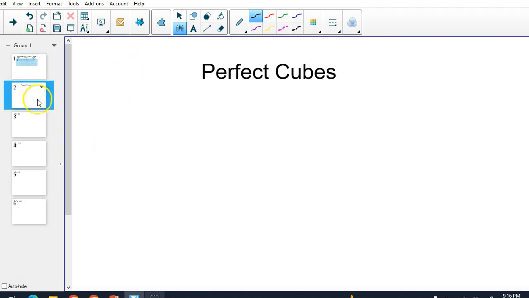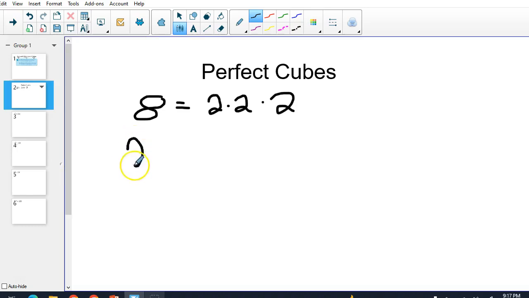Something I want to review with you first is perfect cubes. It's something we're going to need to be able to recognize. A cube, all it means is a term that is generated by multiplying the same number 3 times. So 8, for instance, is a perfect cube because 8 is 2 times 2 times 2. Alright? So, we could have another one. 27 is a perfect cube because 27 is 3 times 3 times 3.